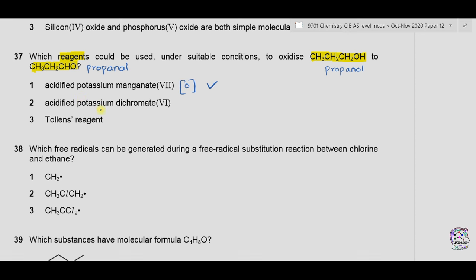Number 2. Acidified potassium dichromate 6. This is also a strong oxidizing agent, so this will also convert propanol to propanal. 3 is Tollens reagent. This is a very mild oxidizing agent, so it can only oxidize aldehyde. It cannot oxidize alcohol to aldehyde. So 3 is incorrect, as only option 1 and 2 are correct, so therefore answer is B.